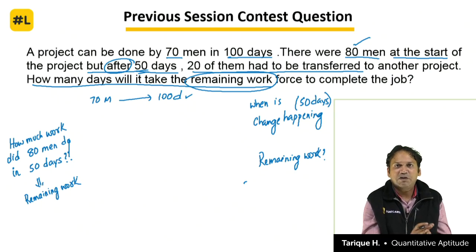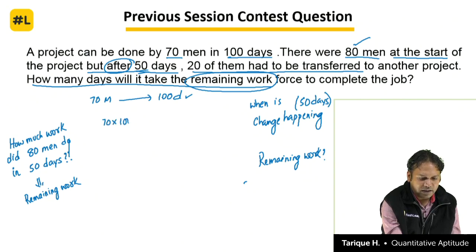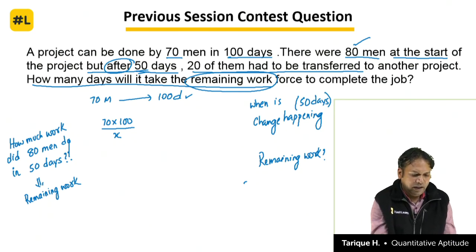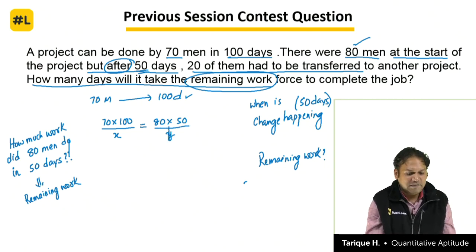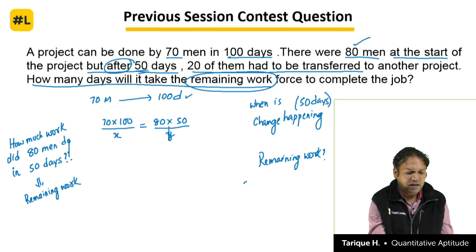Now first I should find out how much work was done. So let's see here. 70 men in 100 days can do, let us say, X work. Okay, let's call it X. Then 80 men in 50 days can do how much work? Let's call it Y, just for the sake of calculation. 80 men in 50 days can do how much work? Y. This should be same.